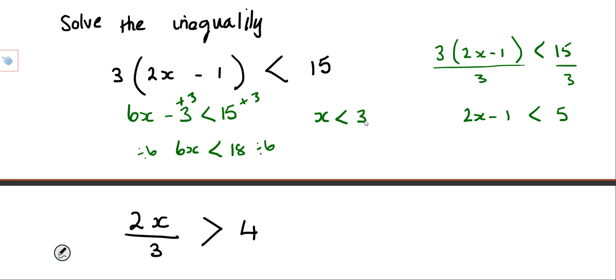What value did you check with? You said it didn't work. 3. But then it's got to be less than 3. You can't use 3 if it's got to be less than 3. I used 2. Yeah, 2 works.